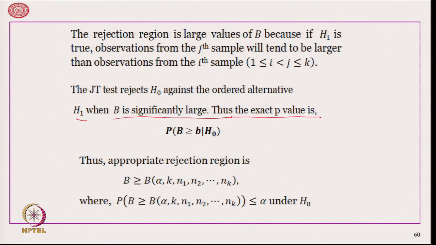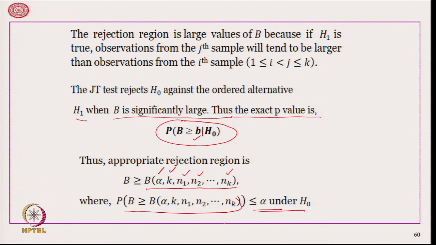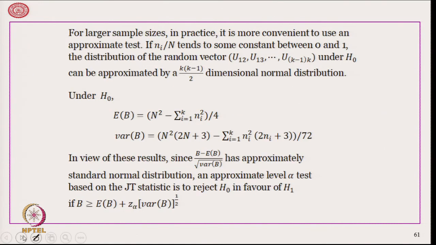Thus, the exact p value is the probability of B greater than or equal to some small b under H0. Therefore, the appropriate rejection region is B greater than or equal to some value which comes as a function of alpha, k and also n1, n2, nk, such that the probability that B is greater than or equal to this value has to be less than or equal to alpha under H0. However, for larger samples, in practice it is more convenient to use an approximate test.